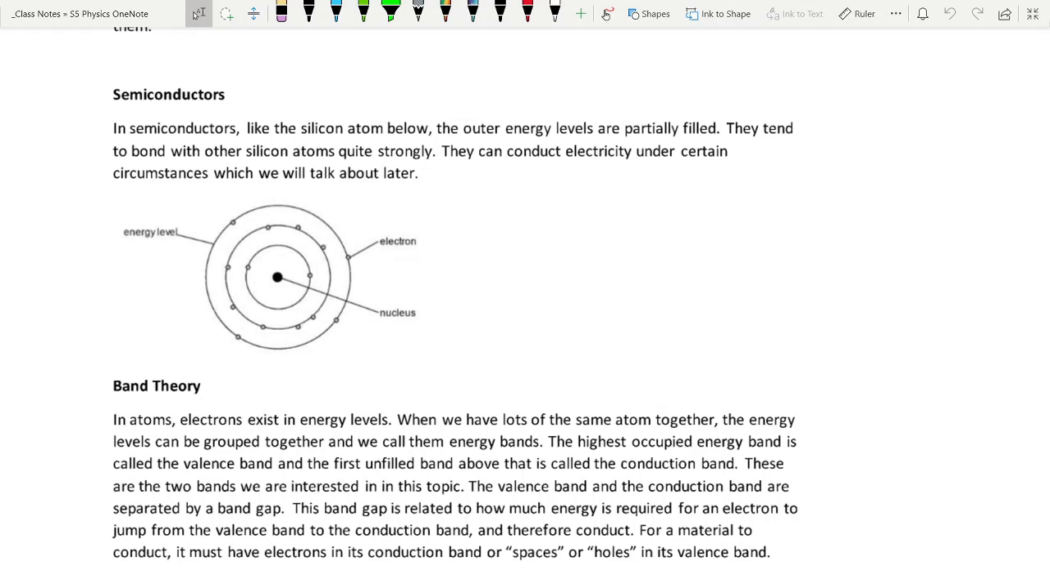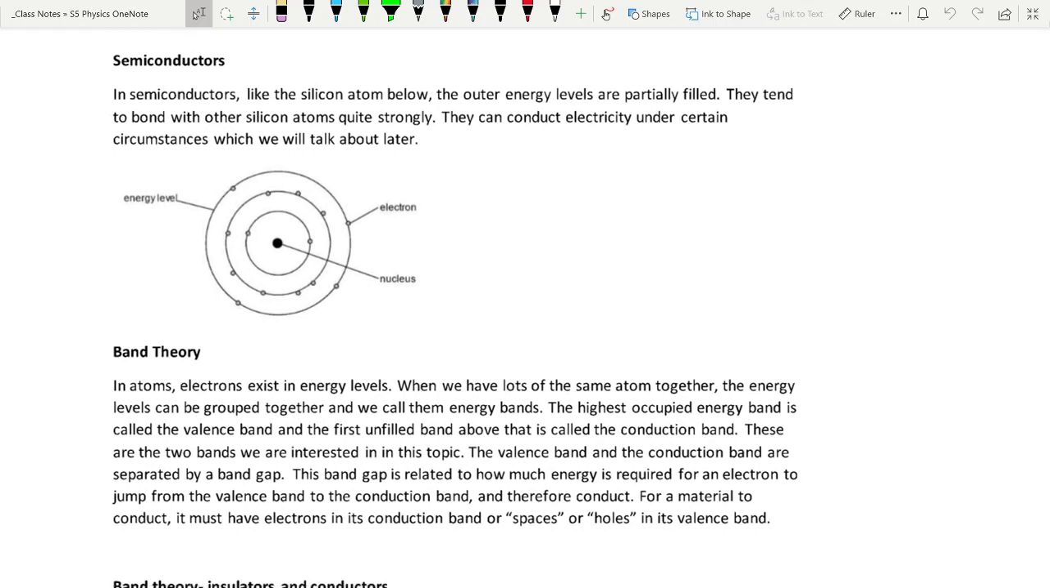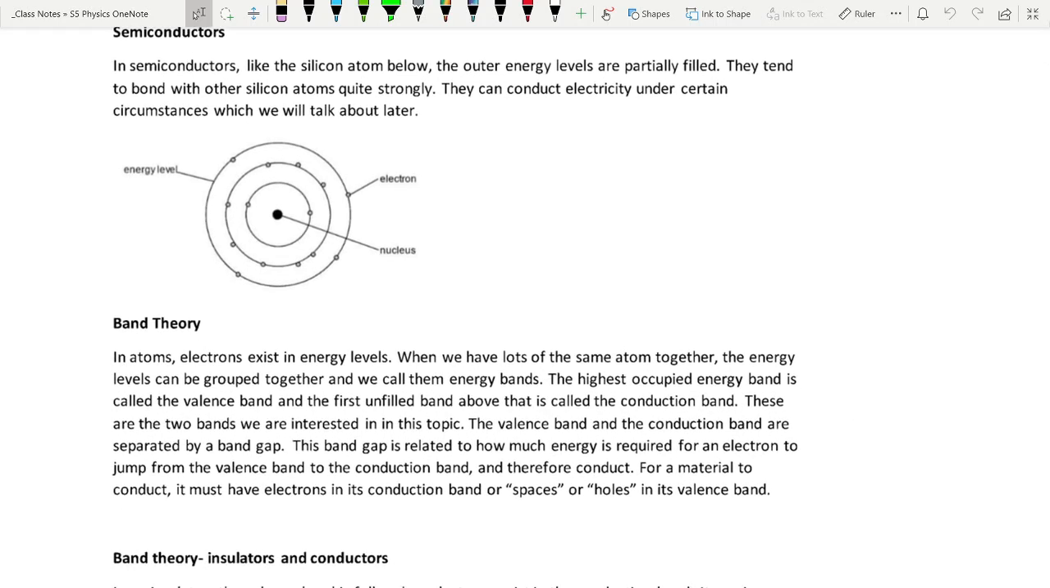Okay. So in semiconductors, like a silicon atom, the outer energy levels are partially filled. They tend to bond with other silicon atoms quite strongly. They can conduct electricity under certain circumstances, which we'll talk about later. So it's basically under circumstances where you can give them enough energy to then jump up to a higher energy level.